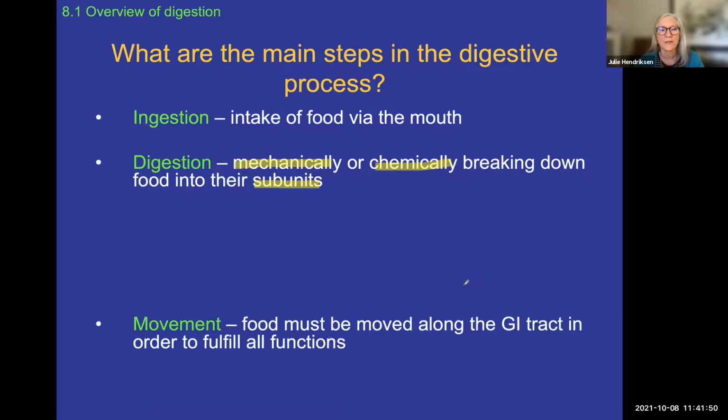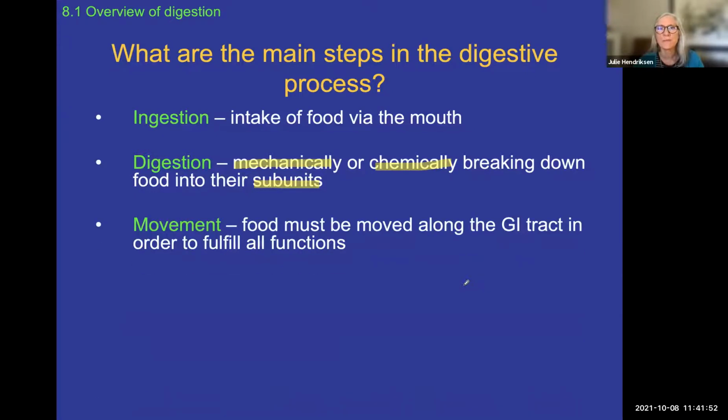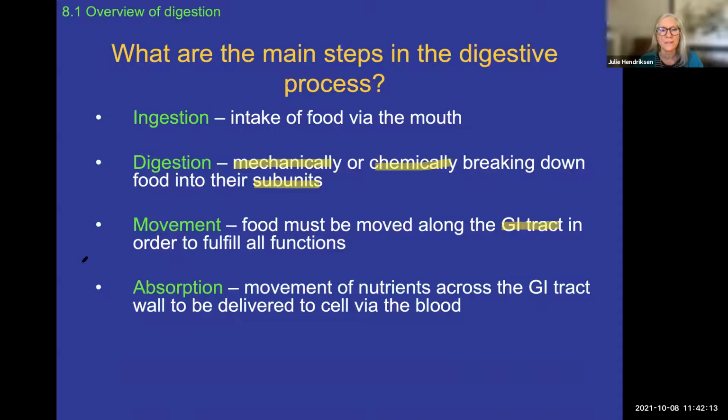So the movement step, of course, occurs from the mouth all the way to the end of the digestive tract, the rectum and the anus. And the movement of this food along what we're calling the GI tract, that's gastrointestinal tract, is going to fulfill all these other functions of your digestive system.